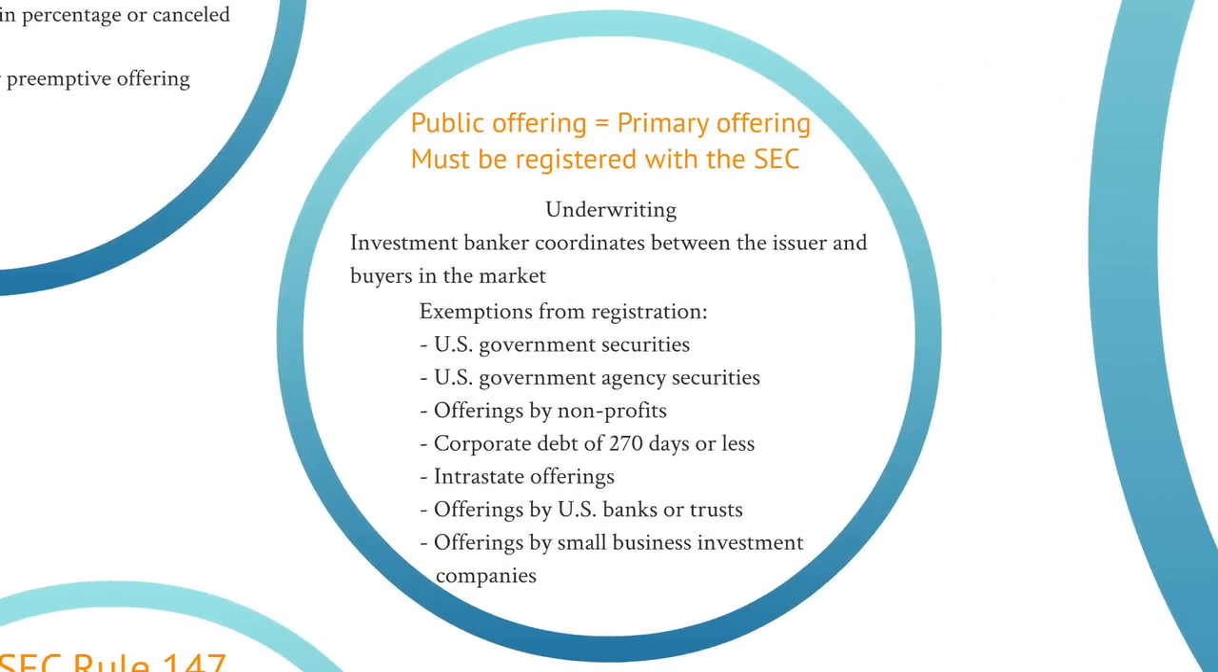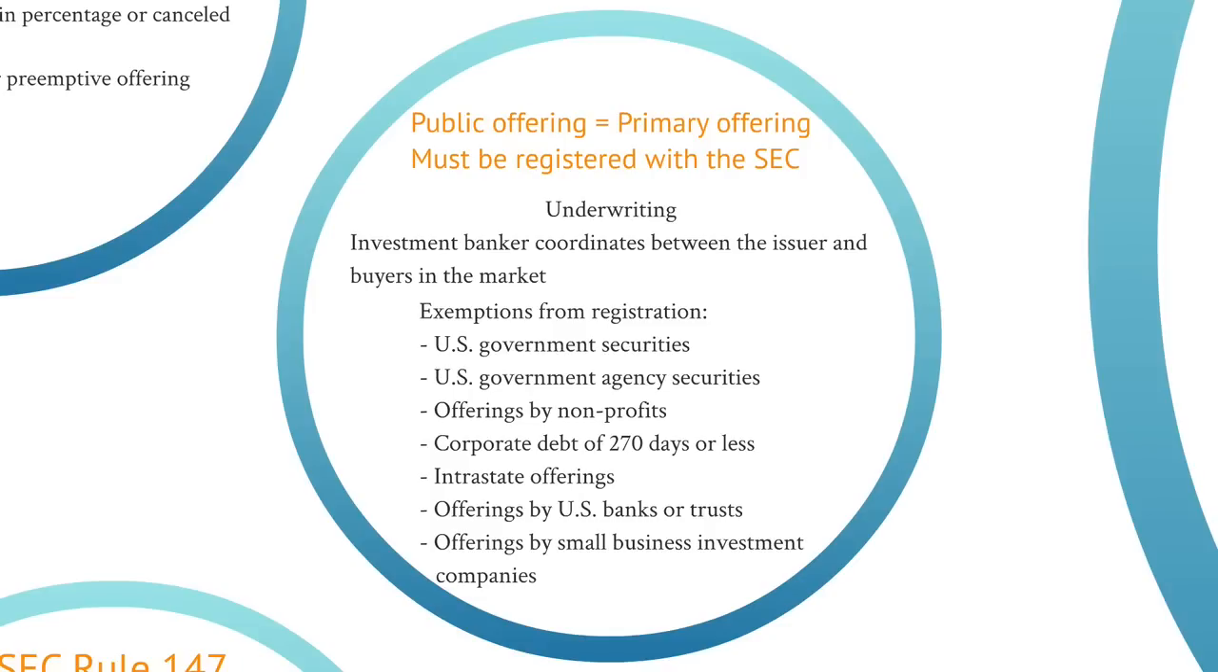These have to be registered with the SEC with a few exceptions, including government securities, government agencies, nonprofits are exempt. Corporate debt with a maturity of 270 days or less are also exempt. These are known as commercial paper and allow corporations to offer short-term financing inexpensively. Also intrastate offerings, which we'll go through a little bit later, and U.S. banks or trusts, small business investment companies, also exempt.